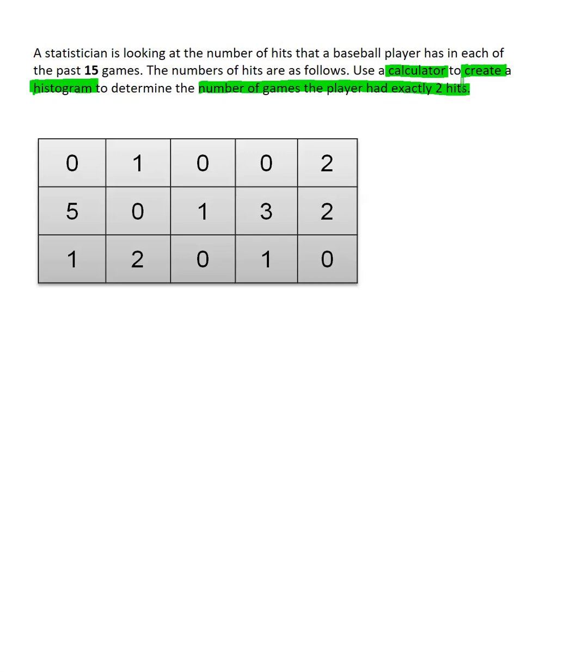Now you can look at this and perhaps figure out, okay, the number of hits is given to us here. So determine the number of games. So how many games did they get the hits? And so we have a total of 15 games here. So you can actually look at this and say, oh yes, I can see 2 here, 2 and 2, exactly 2 hits. So I know it is 3.